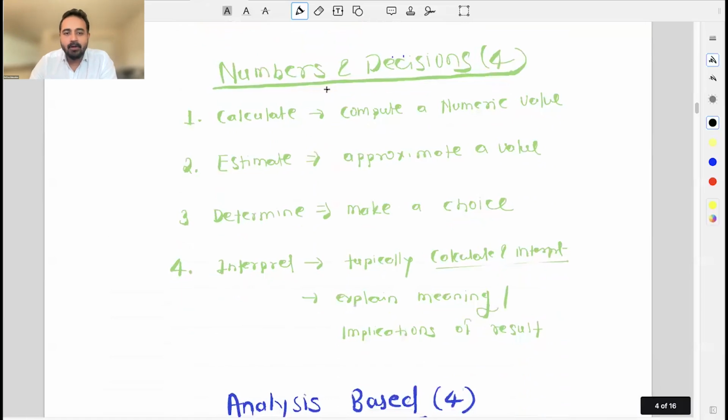Then I told you for numbers and decisions, there could be 4 different command words, not just one.